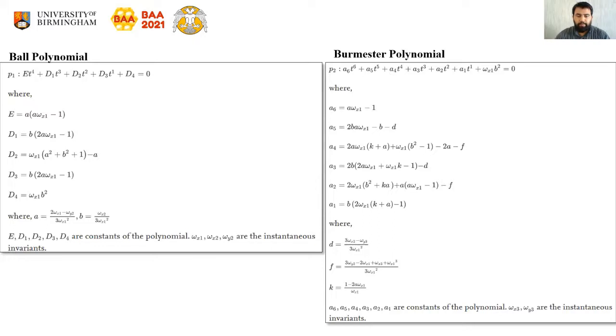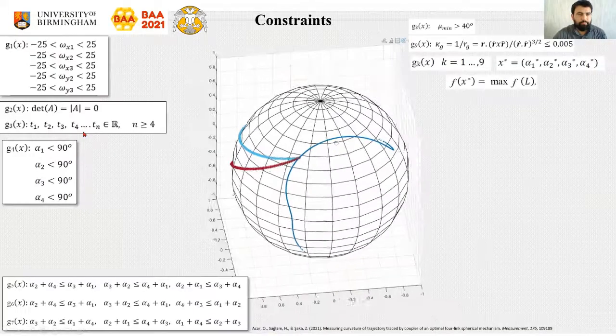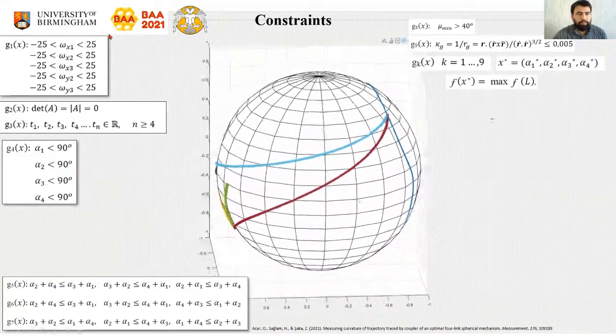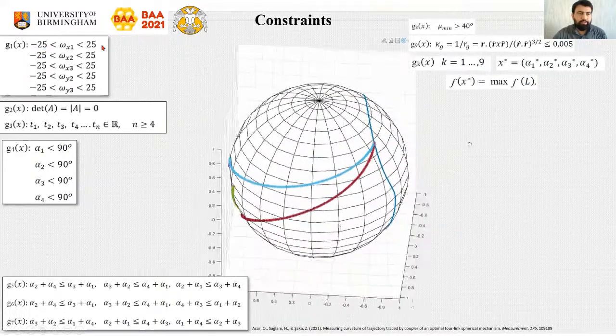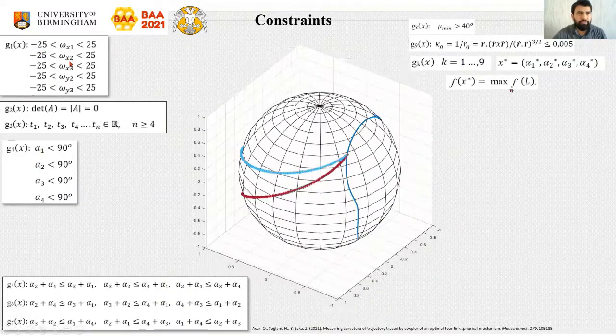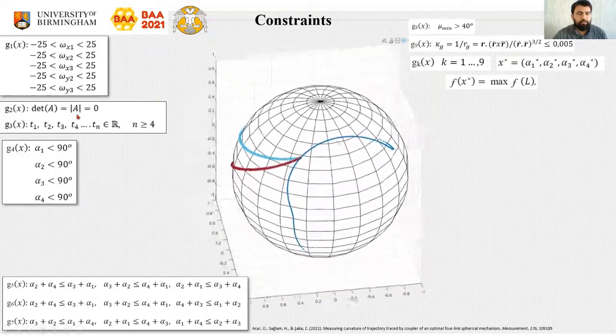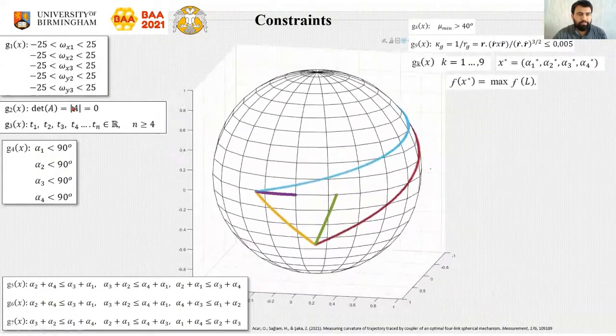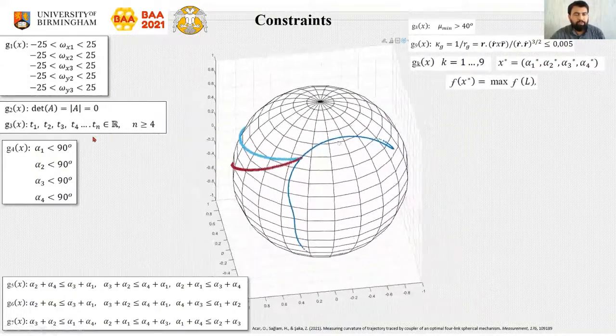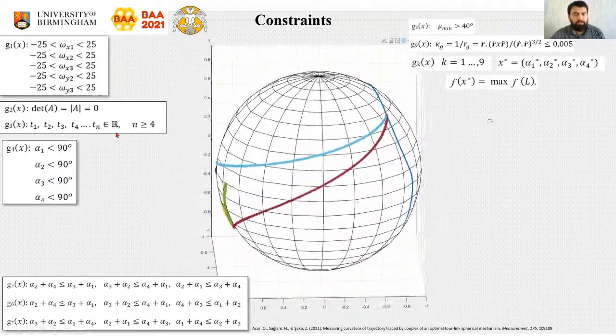For a trajectory with zero curvature, the polynomials must have at least 4 real common roots. And the determinant of the Sylvester matrix composed of polynomial constants must be 0. Therefore, the instantaneous invariants were searched between -25 and +25. The determinant of the Sylvester matrix is added into constraints to eliminate improper invariants. And the common real root condition is also added into the constraints.